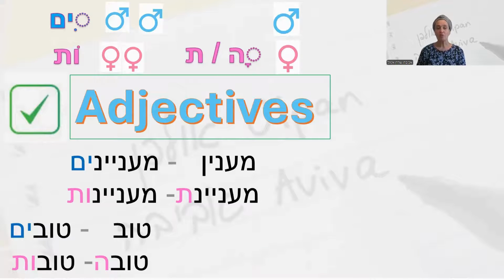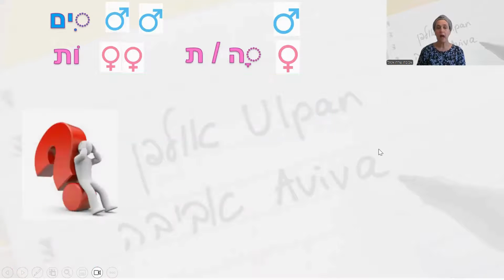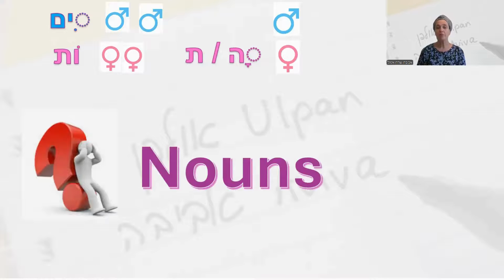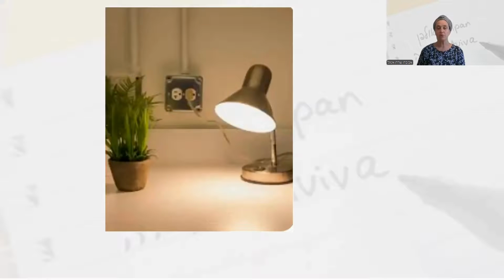So with verbs and with adjectives, the rule always follows: hey or taf for the feminine, im for the plural masculine, ot for the plural feminine. However, what happens when it comes to nouns? Whether they follow the rule in the singular or don't, never rely on the pluralization of nouns always following the rule. It doesn't always. Let's look at some examples.